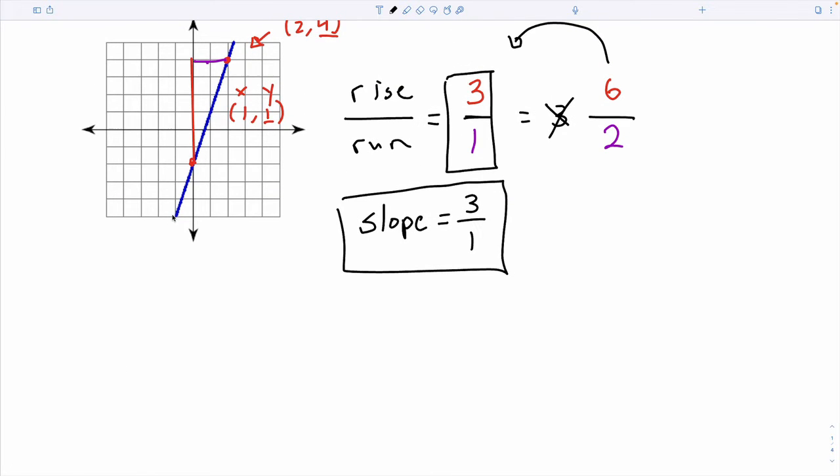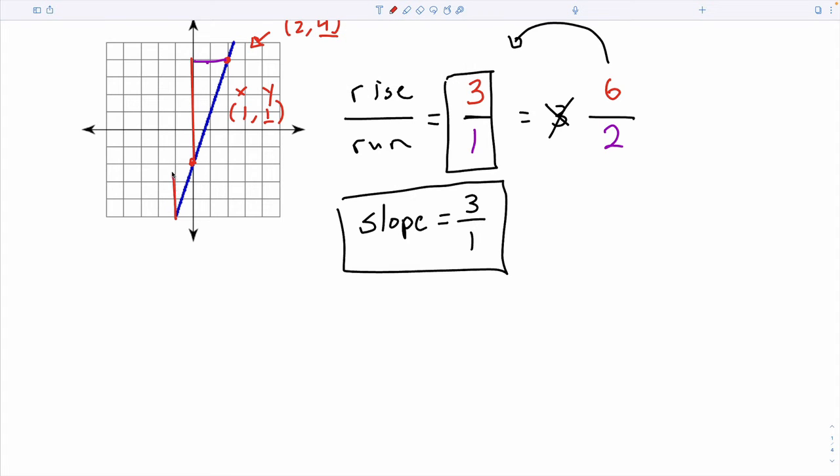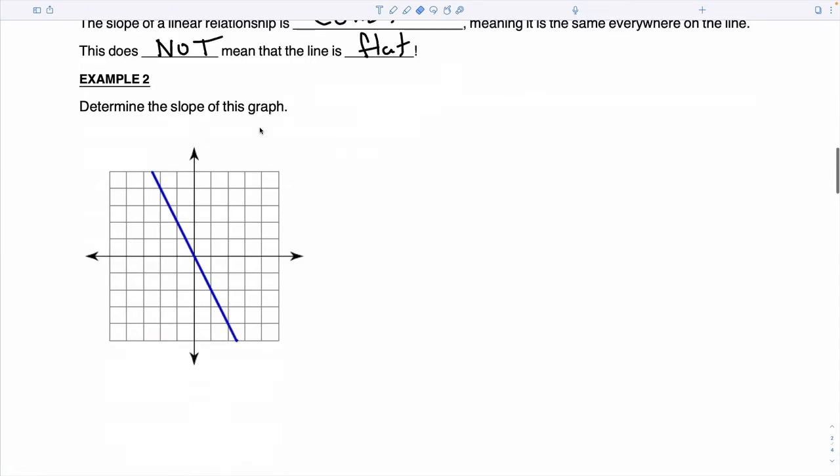So I can start here and do a constant slope of up 3 and over 1. I can go up 3 and over 1. Up 3 over 1. It looks like a nice little stair step. It's because it's constant. It always goes up 3 and over 1. It never changes.